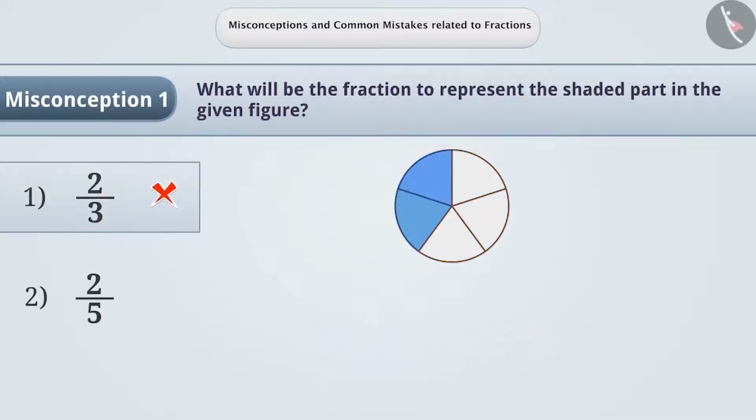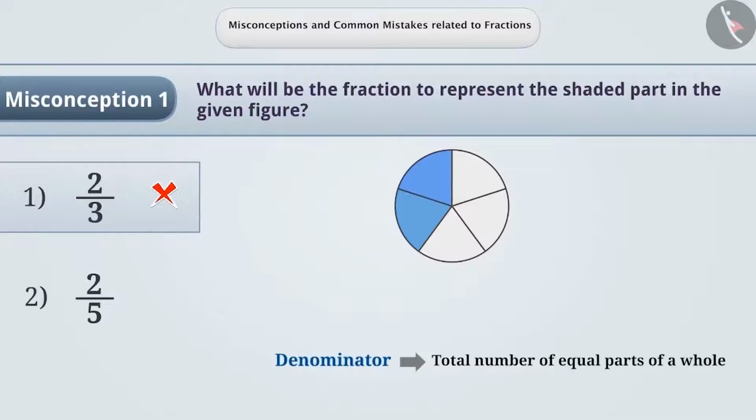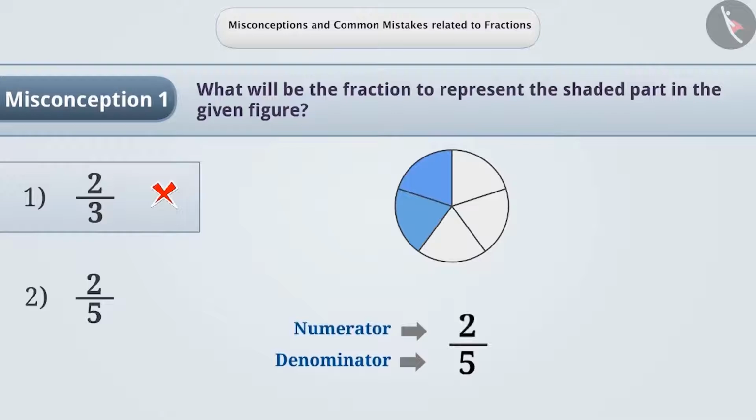It is important to understand that the denominator corresponds to the total number of equal parts of a whole. In this case, 5 is the denominator. Similarly, the numerator is the number of parts taken. Here, the number of shaded parts is 2. This means 2 out of total 5 parts are considered. Therefore, the numerator is 2. In this figure, the shaded part is represented by this fraction, that is 2 by 5. So option 2 is the correct answer.